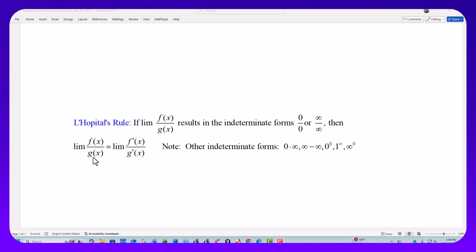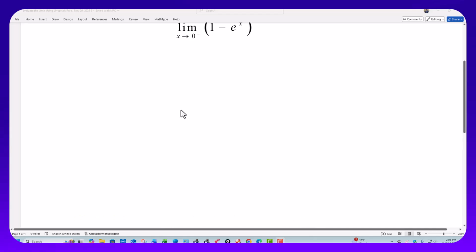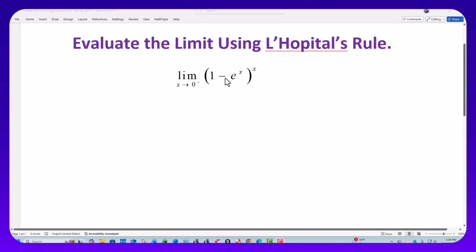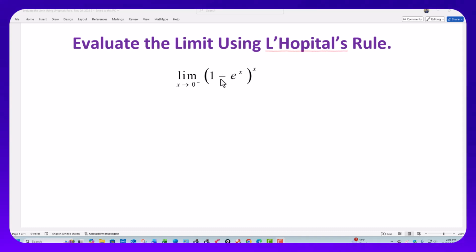Now you do want it in this form, so if the given expression f of x over g of x is not in this form, if it's a difference or sum, rewrite it so it's in this form and then see what happens. So for this one here, I wanted it as a fraction. Once you have the form 0 over 0 or infinity over infinity, make sure it's in fraction form. This one is not. So what I'm going to do is let y, or some other variable, equal this limit. And then I'm going to take the natural log of both sides.